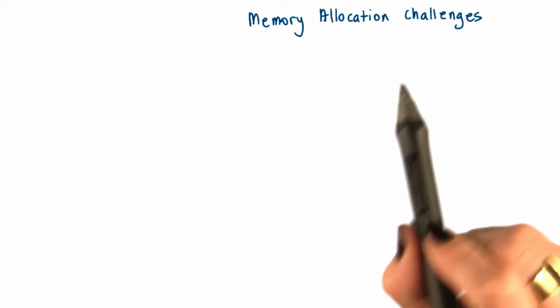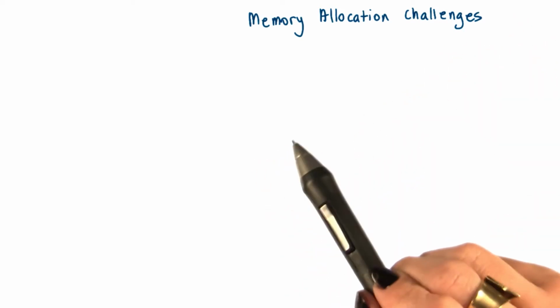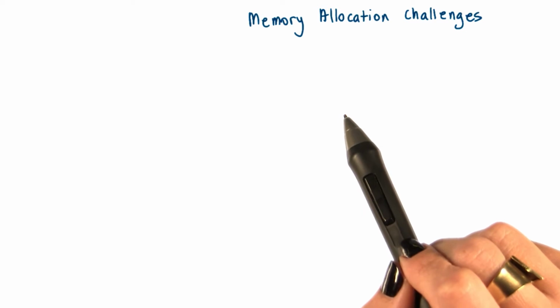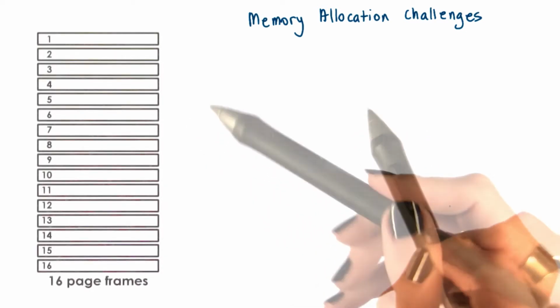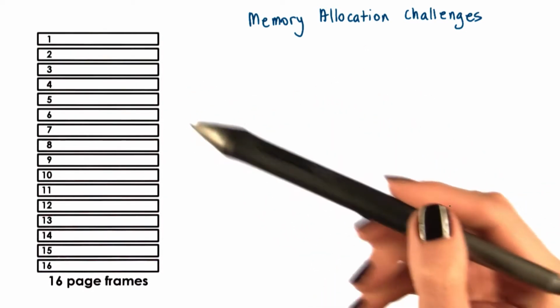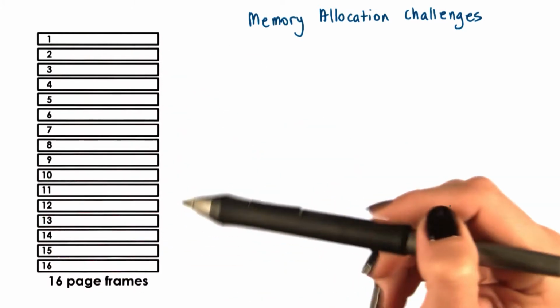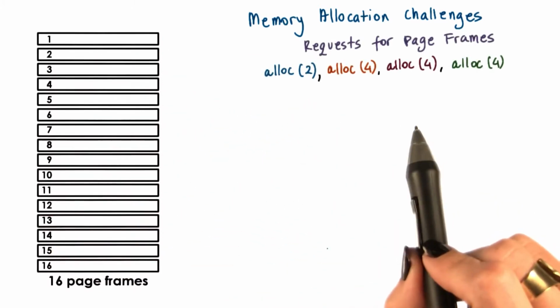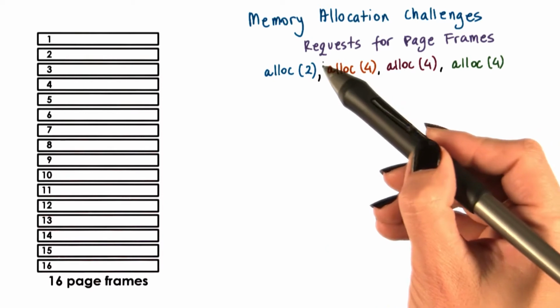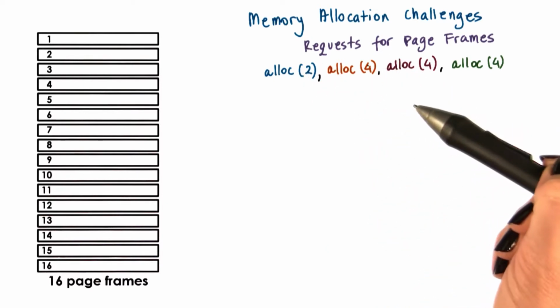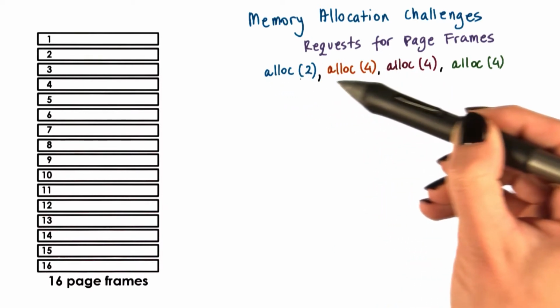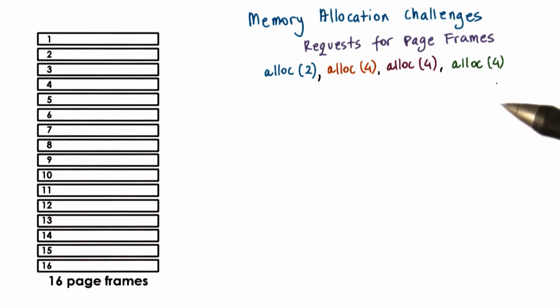Before we talk about the kernel-level allocators, I want to describe a particular memory allocation challenge that needs to be addressed. Consider a page-based memory manager that needs to manage these 16 physical page frames. Let's say this memory manager takes requests of sizes 2 or 4 page frames, and let's say it's facing the following sequence of memory requests.